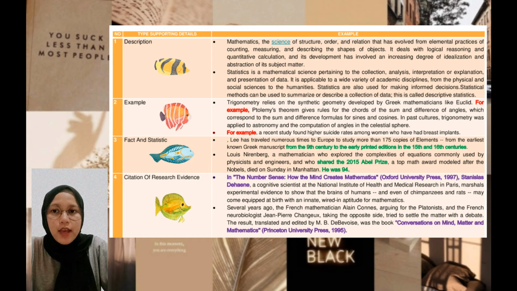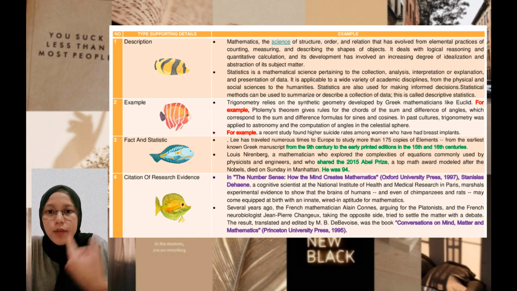And the third, fact and statistic. In the example of facts and statistics, the characteristic is that there are words that contain facts and there are sentences in the form of numbers. The fourth, citation of research. In the example of citation of research evidence, there is a word that shows where the quotes come from, to strengthen an argument.